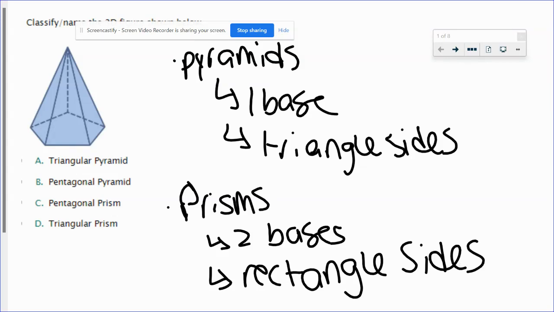All right, so looking at this, we automatically know that this is going to be a pyramid because it does have one base at the bottom and it has triangle sides. So I'm going to eliminate the two prisms. Now I need to figure out, is this a triangular pyramid or a pentagonal pyramid? And this is going to be a pentagonal pyramid because it is a pyramid and it has a pentagon base on the bottom. We name pyramids for the shape of the base. So this would be a pentagonal pyramid. All right, let's keep going.